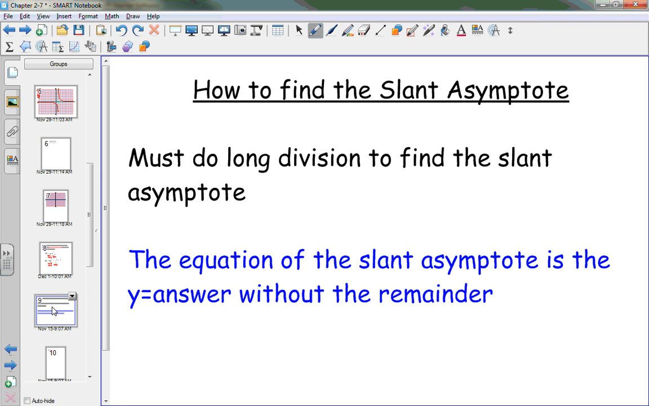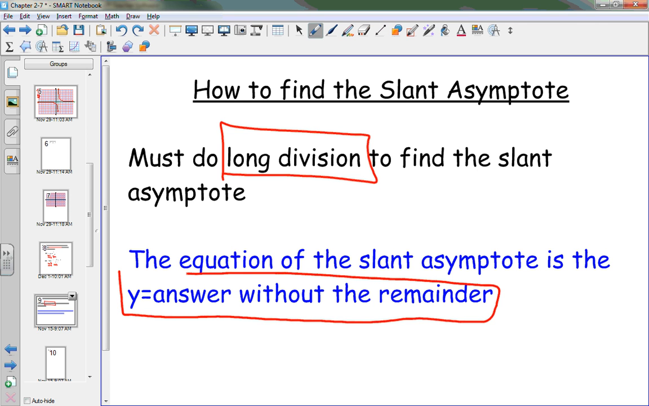How do I find a slant asymptote? Well, the way we're going to find it is by doing long division. I don't want you to do synthetic division; I want you to do the long division. The equation of the slant asymptote is going to be y equals your answer without the remainder. So do I care about the remainder? No. Now I'm going to insert a page here.